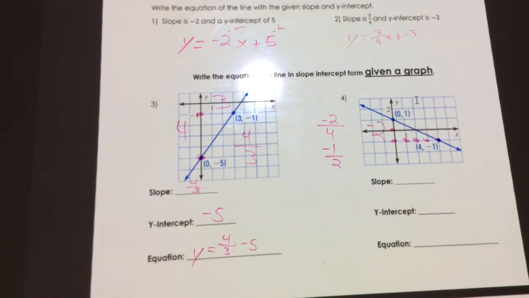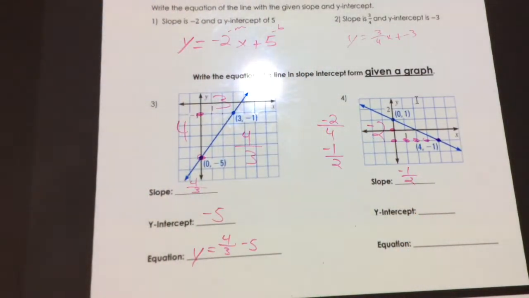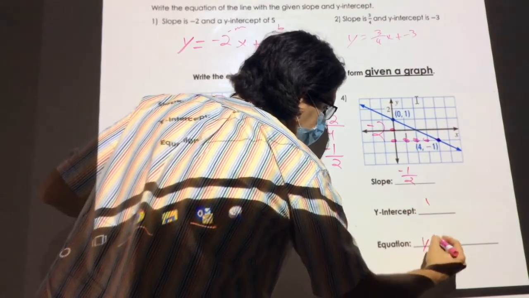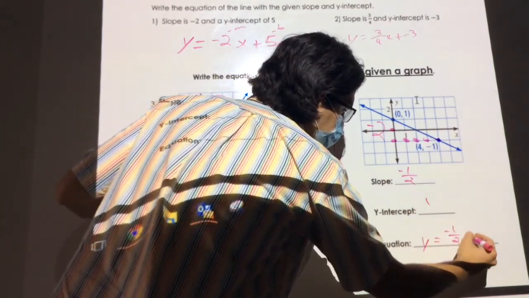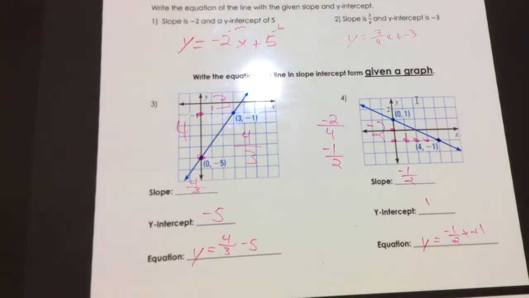Any objections to that for my slope? No. Okay? My y-intercept is at what point? 0, 1, right? So therefore, what is the y-intercept of this problem? 1. So to write this, it's going to be y equals -1 over 2x plus 1. Are we okay there? Okay, keep moving.